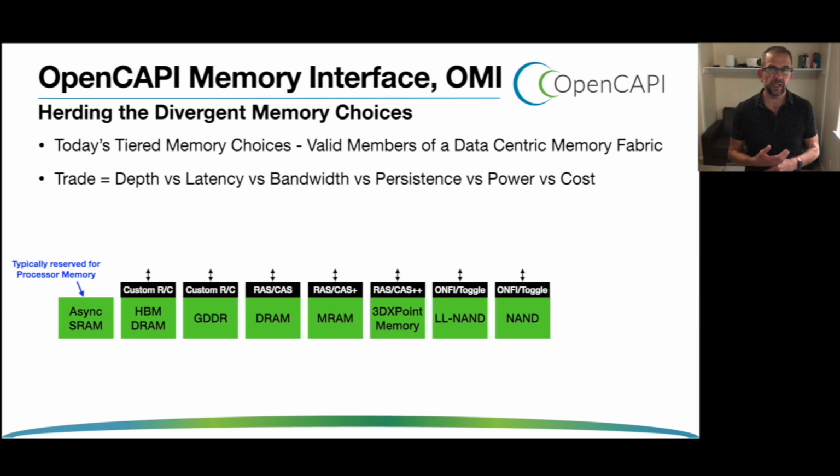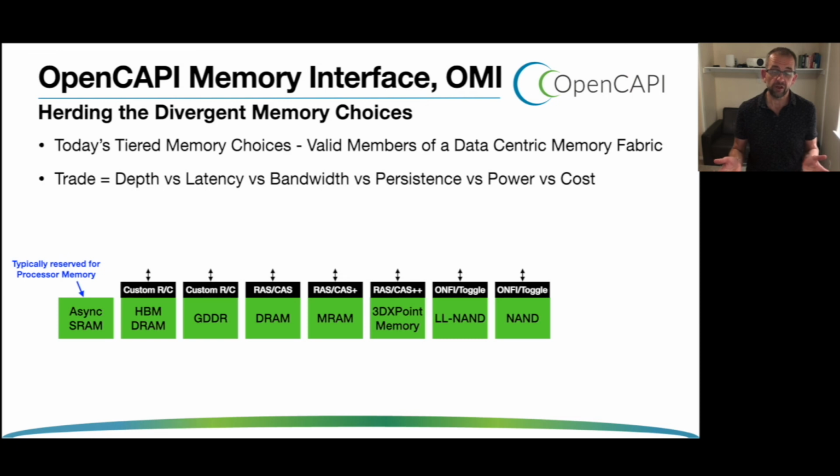Going back to the OpenCAPI memory interface in a little bit more detail. Really what we're trying to do with OMI is herd the divergent memory choices, because now everything can be treated as memory and we want to increasingly treat it as memory, and so we have to commonize these interconnects. The trades between these, which ones you choose for your system, are quite a multitude: depth versus latency versus bandwidth versus persistence versus power versus cost.